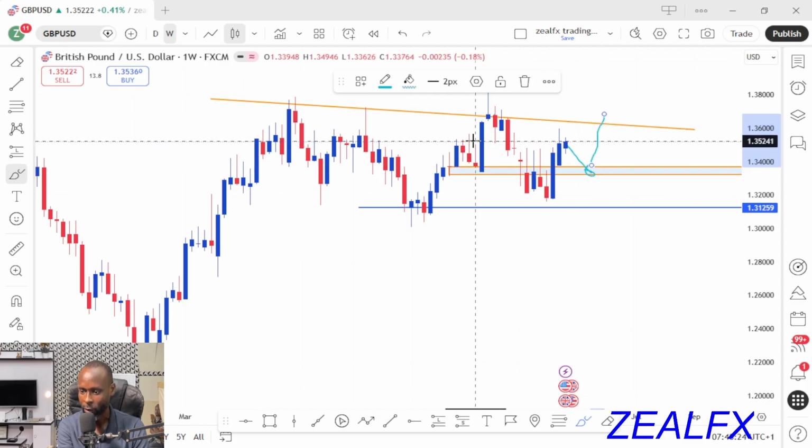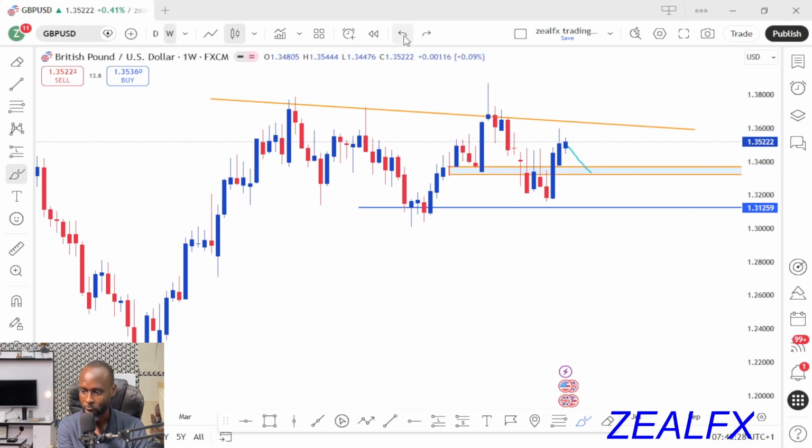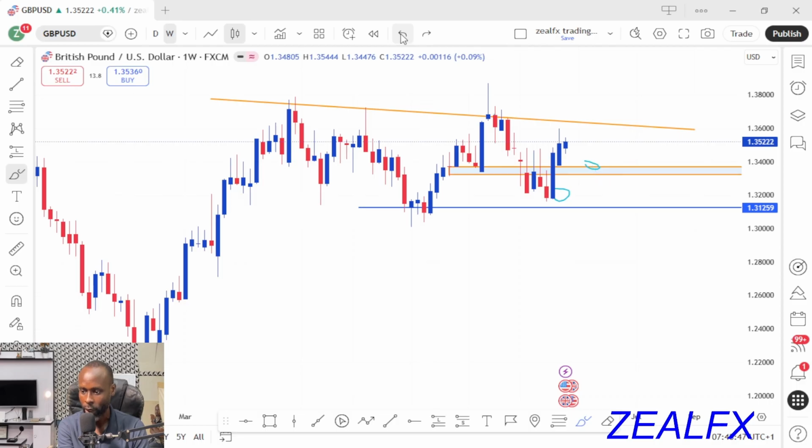Buying from this level also might be a trap on the Pound USD. So I'm not encouraging any buying from this particular resistance level. I'll be looking for my buying opportunity from this support level or this support level. So price might also test this level before I can start looking for a possible buying opportunity to the top. So buying from that particular resistance currently is not okay on the Pound USD.